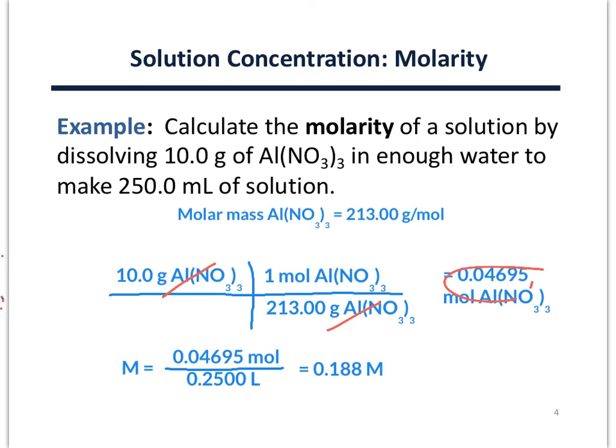So our 0.04695 moles of solute divided by 0.2500 liters, which is just the 250 milliliters converted to liters, gives us a concentration of 0.188 molar.